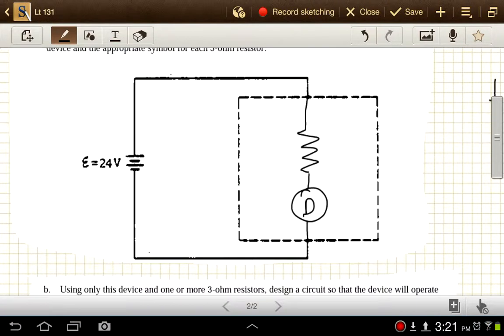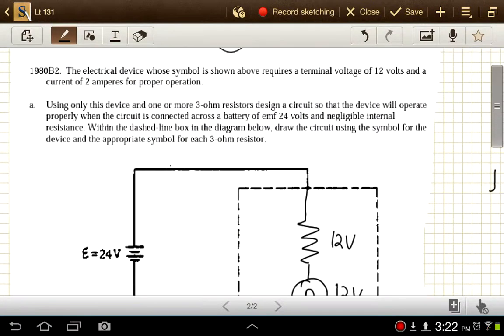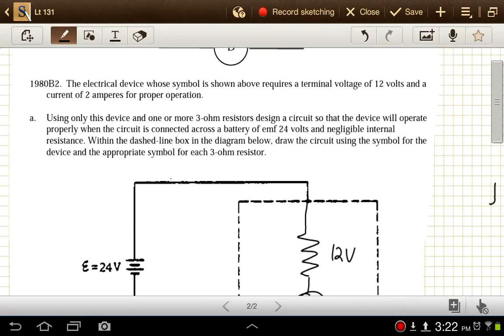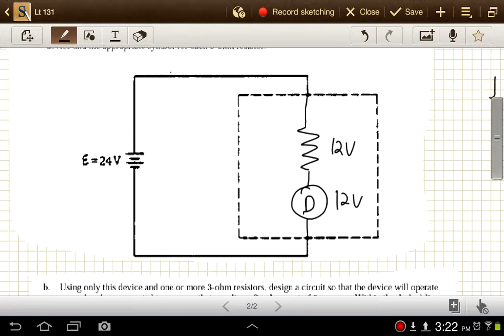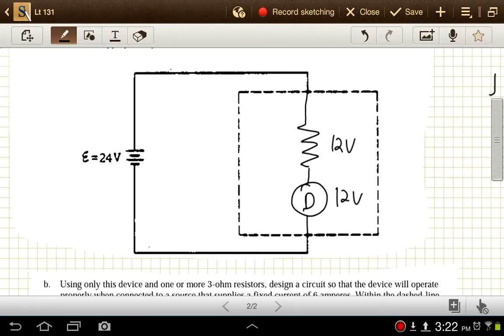Alright, and with that resistor in there giving a 12 volt drop, this one giving a 12 volt drop also, we just need to figure out, okay, how big of a resistor would we need to put in there? How many ohms worth of resistance would that be?